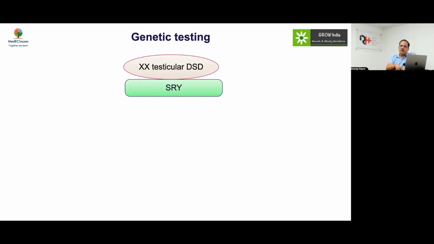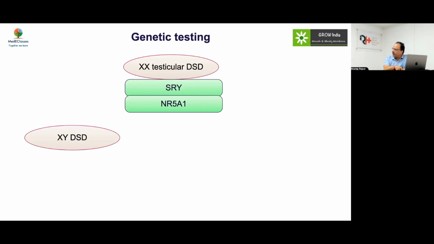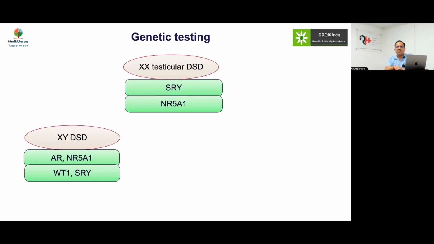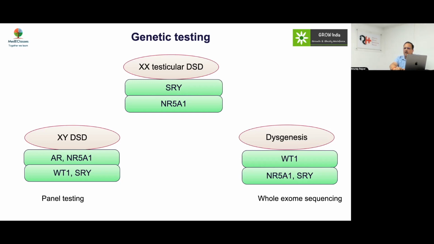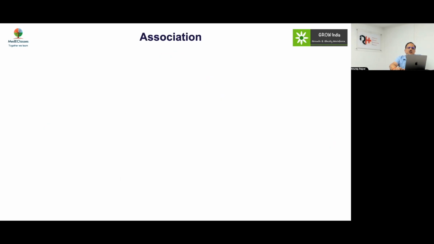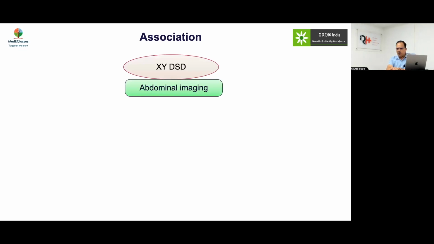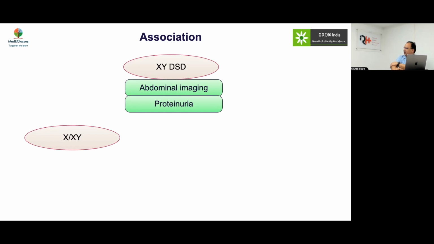For XX testicular DSD, which is an XX male, look at SRY and NR5A1. XY DSD, androgen receptor, NR5A1, WT1, SRY, and all the genes. And for dysgenesis, WT1 becomes important. So now we have panel testing or whole exome sequencing, which will give you the correct diagnosis. Once you have diagnosed a child with atypical genitalia, look at associations. So XY DSD, go for abdominal imaging to look for any tumors, look for proteinuria for Fraser syndrome, look for renal dysfunction.